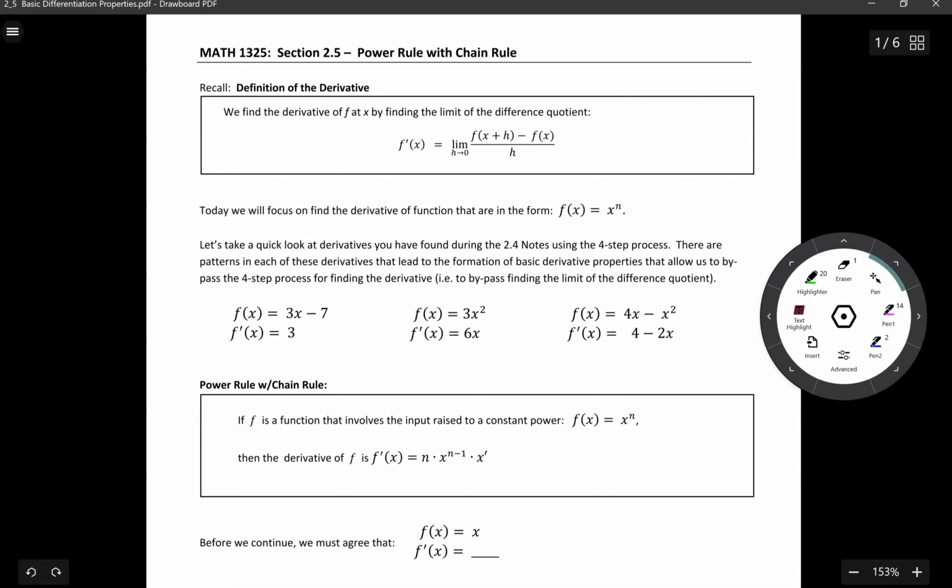So, section 2.5 today, the power rule. Quick reminder, what you had to do over the weekend to find the derivative was that four-step process. How fun was that, y'all?